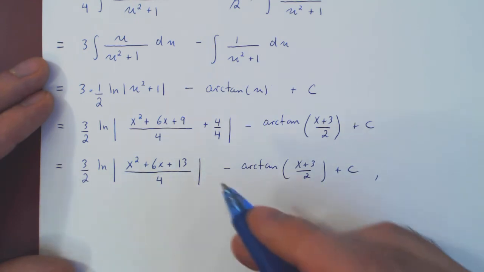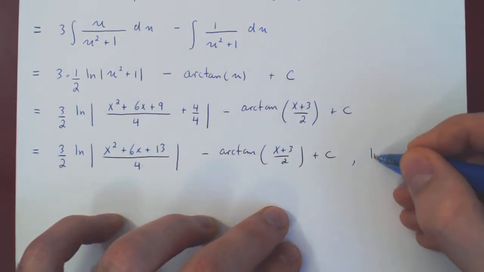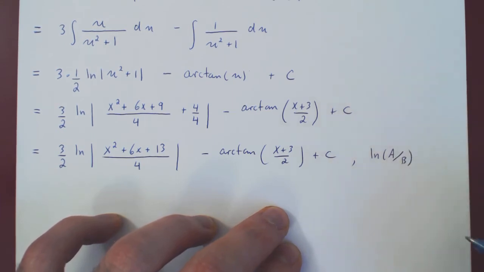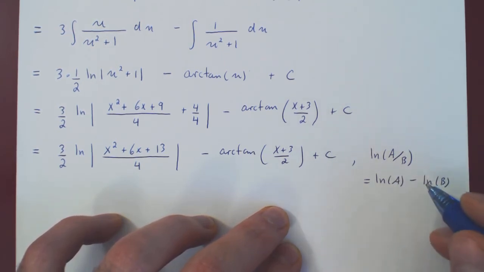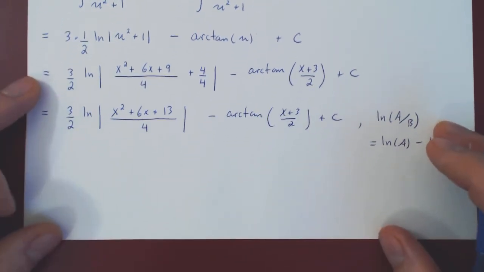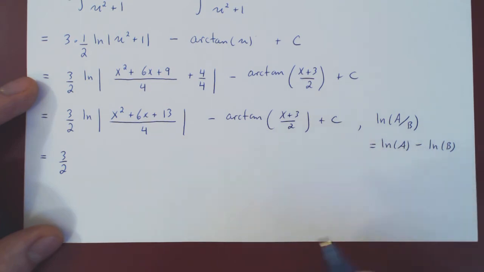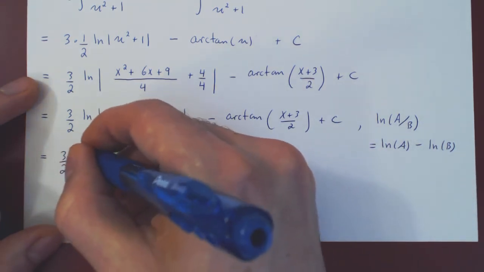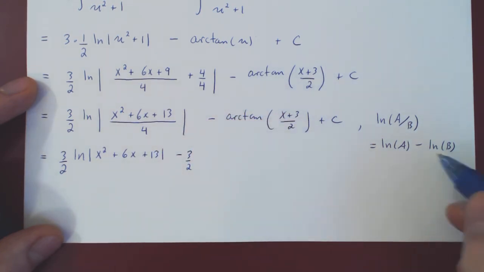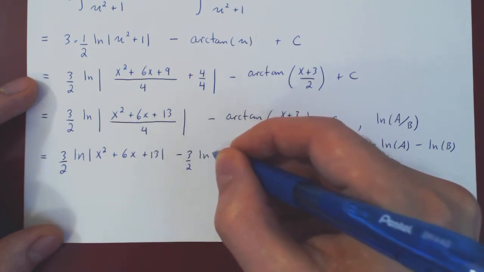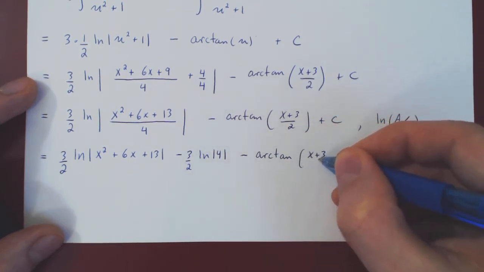And now I can simplify this quite nicely if I recall a simple property of the ln function. Namely, we have here the ln of a quotient. And if you have the ln of a divided by b, this is the ln of a minus the ln of b. So let me use this property here, and you will see why in the second step. So we'll have 3/2, of course, multiplies everything, so it will multiply both logarithmic functions. So 3/2 the ln of our numerator minus 3/2 times the ln of the denominator, which is 4, minus arctangent of x plus 3 over 2, plus, of course, c.